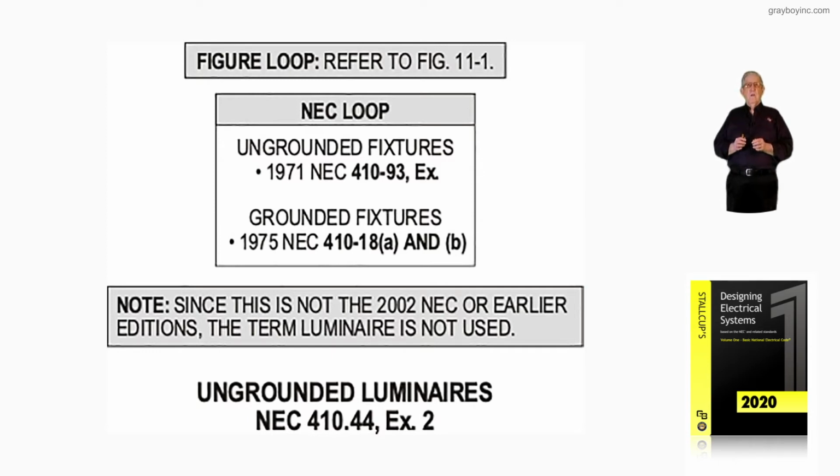globally. So when we review the figure, it also says, look at Figure 11-1 for grounding requirements. Then the NEC looks at the 1971 NEC 410-93 exception, and it talks about ungrounded fixtures. If we review the '75 NEC and editions after that, notice 410-18 A and B dealt with grounded fixtures.